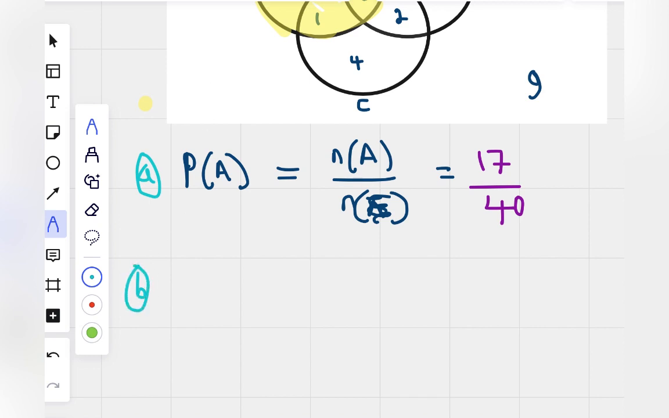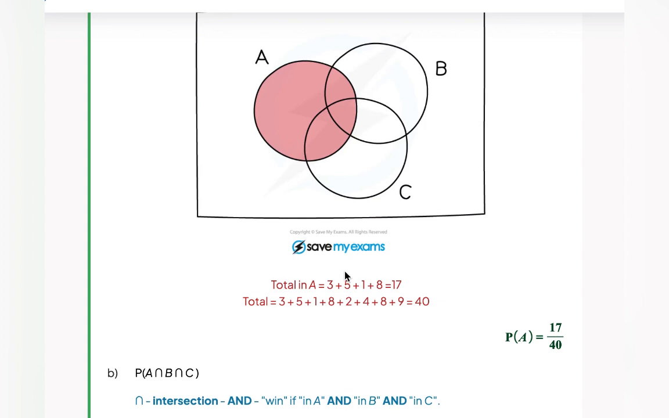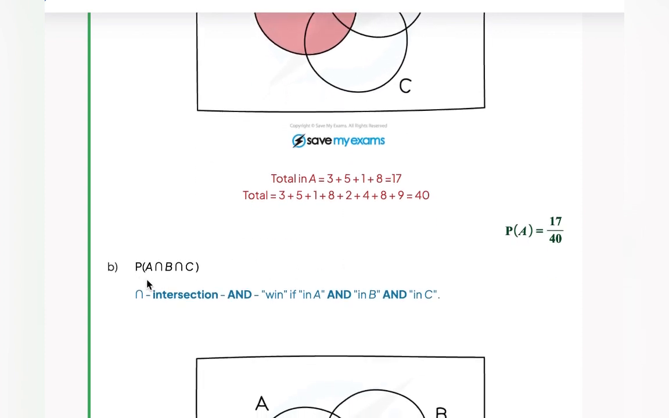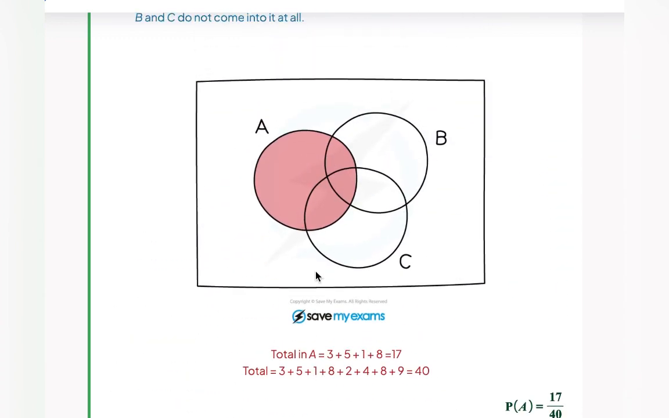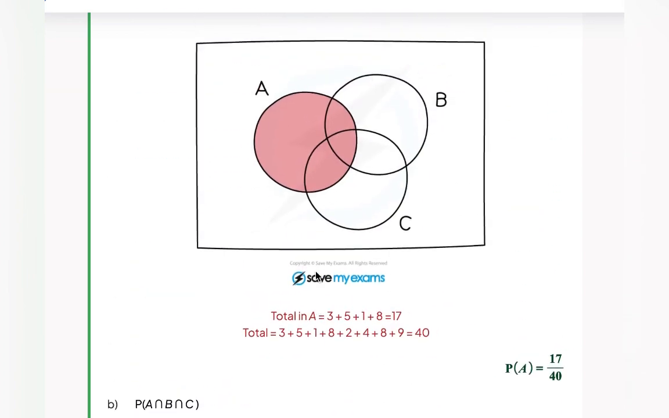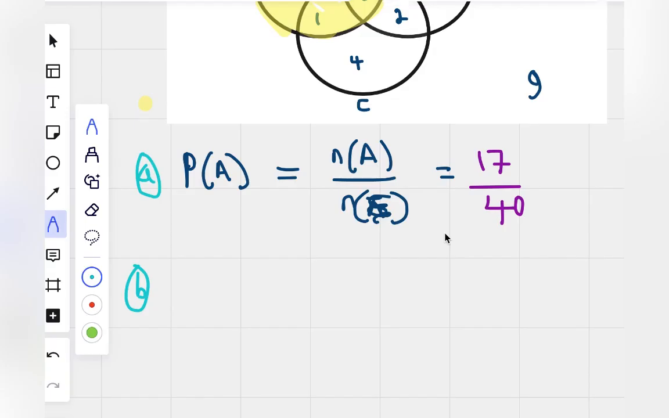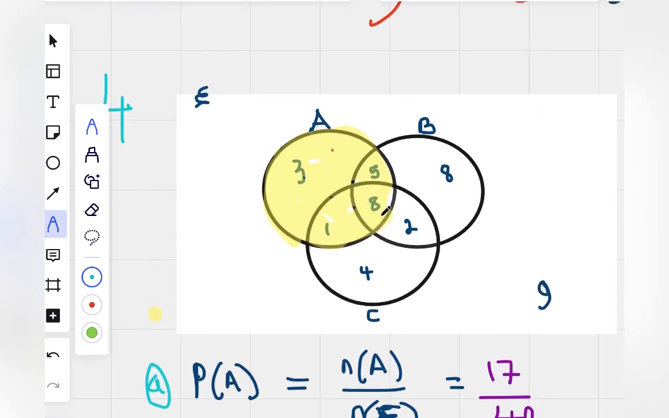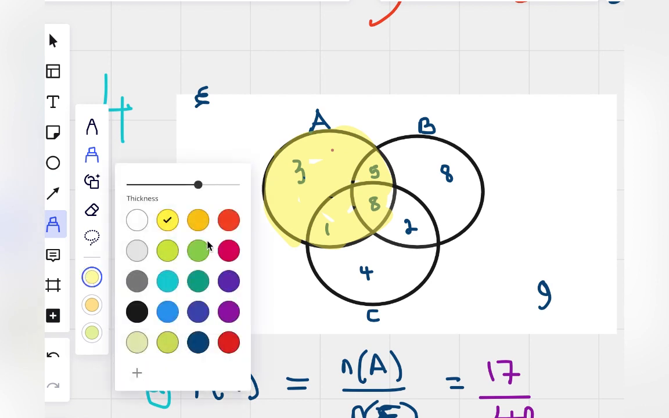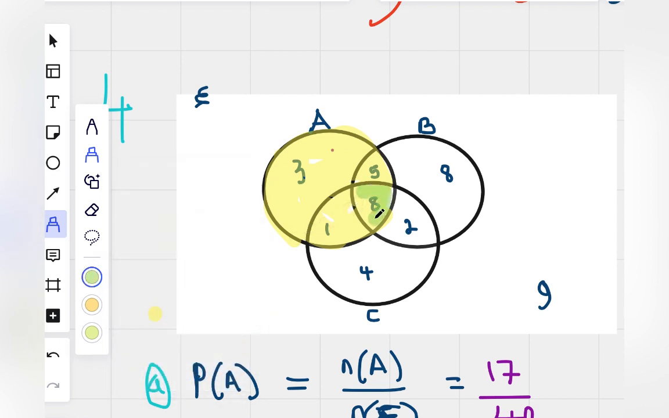What is 4B asking us to look for? 4B says we should find A intersect B intersect C, meaning what is common, the intersection of the three, the probability of the intersection. So the probability of the intersection is the point of intersection between the three over the total. Now we use a different color to highlight this. The intersection of the three, not the intersection of two, is this place that we've highlighted green.